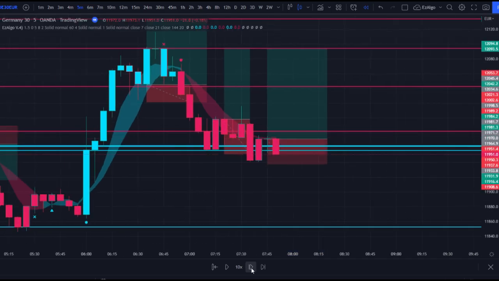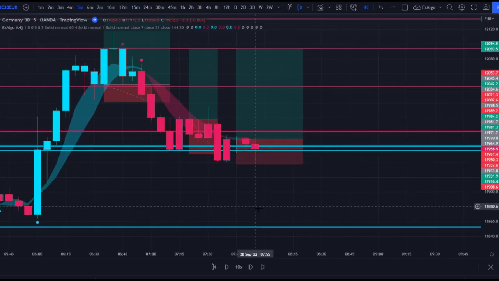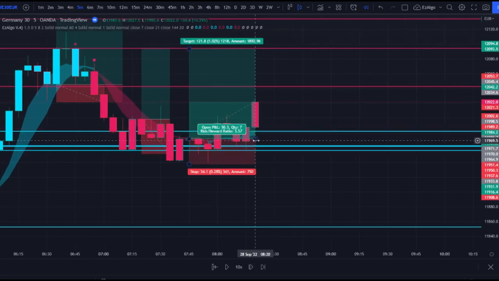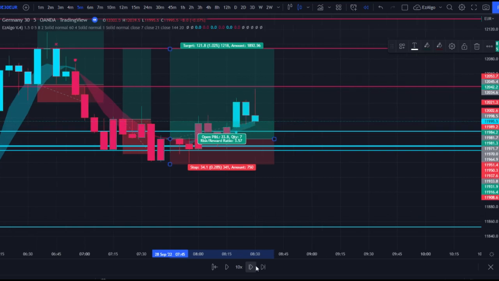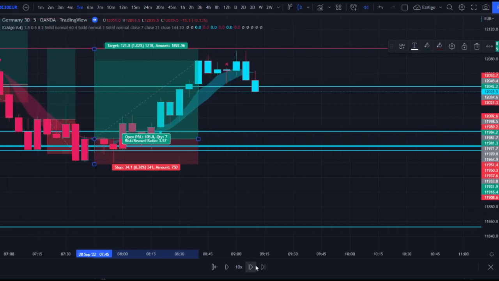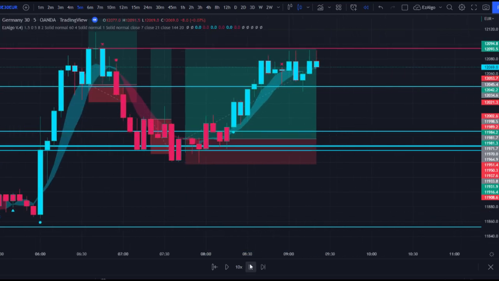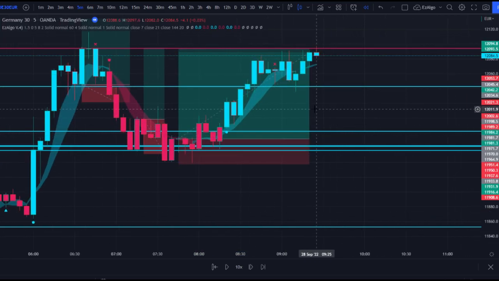Targeting that resistance level. We just barely almost hit our stop loss. And I actually don't know what happens here. But let's see. And I hit our take profit, I'm pretty sure. Oh, didn't hit the take profit quite yet. And there we go. It hit our take profit.